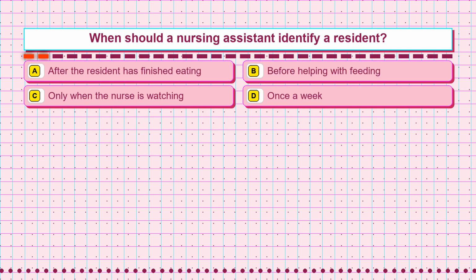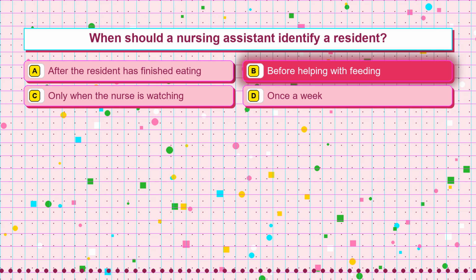Question 65. When should a nursing assistant identify a resident? Option A, after the resident has finished eating. Option B, before helping with feeding. Option C, only when the nurse is watching. Option D, once a week.